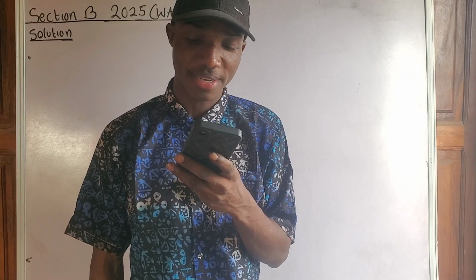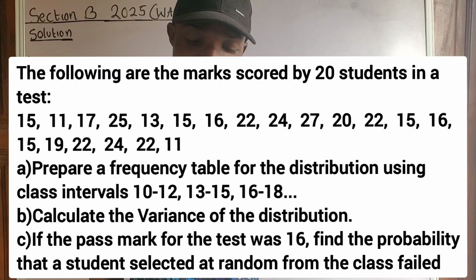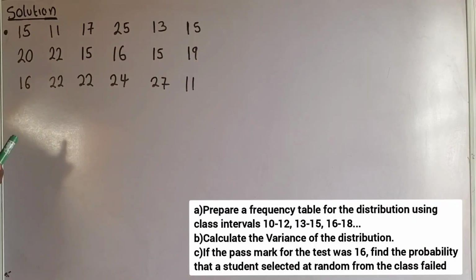The following are the marks scored by 20 students in a test. Prepare a frequency table for the distribution using class intervals 10 to 12, 13 to 15, 16 to 18, and so on. Then the second question, calculate the variance of the distribution. Then the third question, if the pass mark for the test was 16, find the probability that a student selected at random from the class failed. Okay, let's start with the first question.